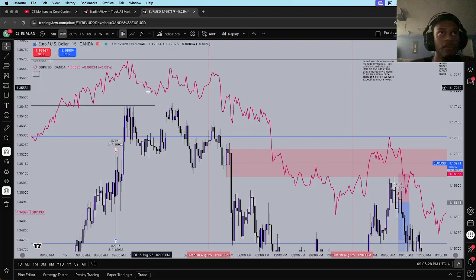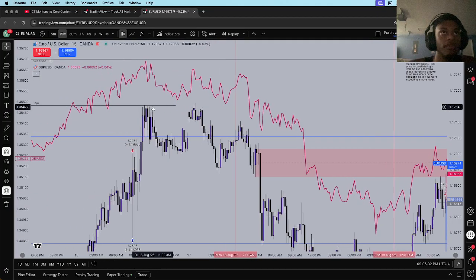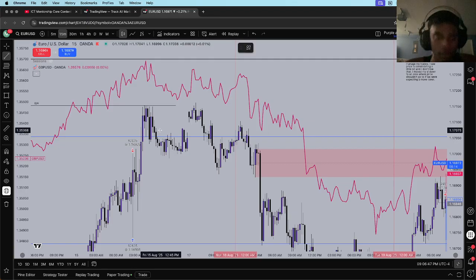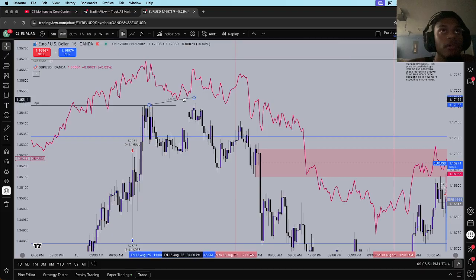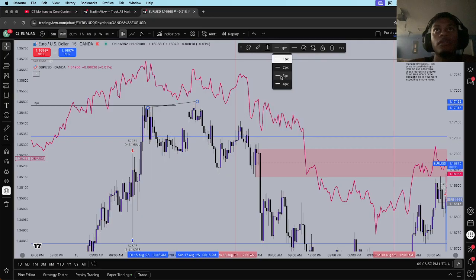I think it was this. Yeah, it was this right here. I don't know if you guys know this, but ICT talks about something called SMT. This was an SMT for me. I'll draw it out for you guys actually. Wabang. So from here to here, look at the divergence.